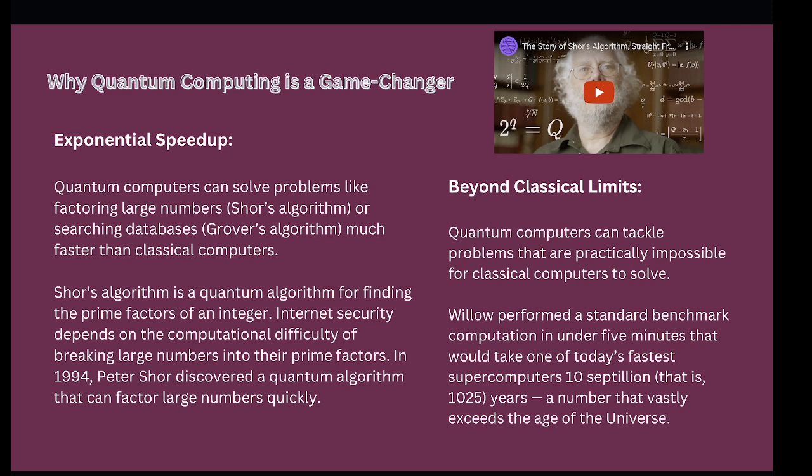Then why do we have to use a quantum computer? The first very important advantage that we get from quantum computers is exponential speedup. Algorithms like Shor's algorithm and Grover's algorithm are the reason why we are looking into this quantum computing regime, because these algorithms are very important. So let's see. Shor's algorithm is a quantum algorithm for finding the prime factors of an integer.